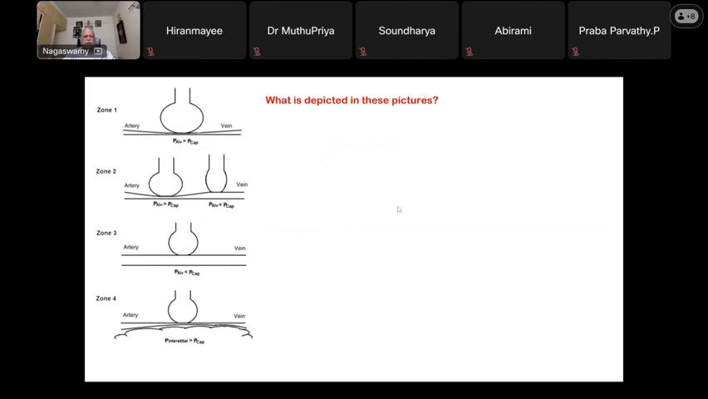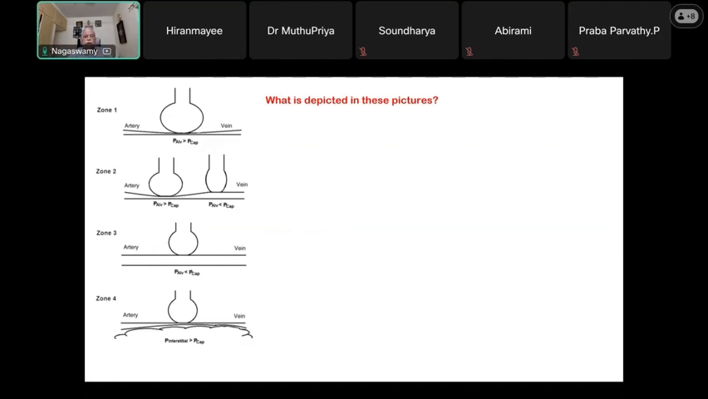So what is this? West zones of lung. Very good. What is the importance of the west zones of lung? To look at ventilation and perfusion. It depicts the various levels of ventilation and perfusion at various segments of the lung. So it is not constant, as I said in the earlier slide, it differs.